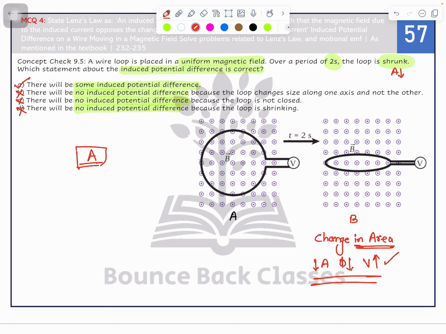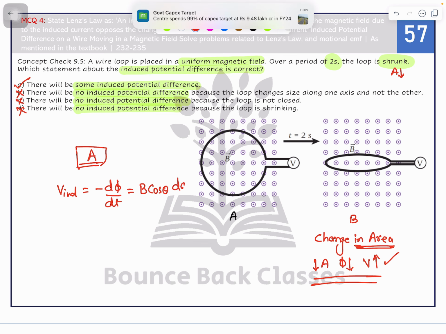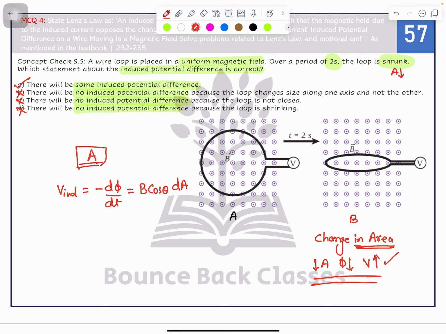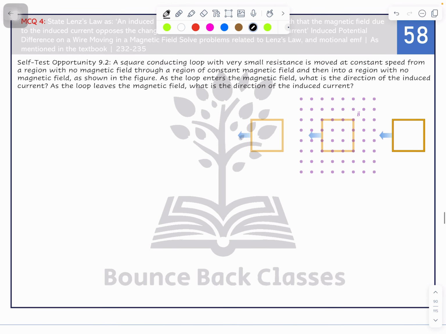Clear, guys? So we can simply say there is a change in area. Change in area gives the change in flux, and that will give you the potential difference. So you can write like this: V induced is equal to negative d phi over dt, which is equal to negative B cosine theta dA over dt, and there should be the negative sign. Clear, guys? Okay, now time for the next question.